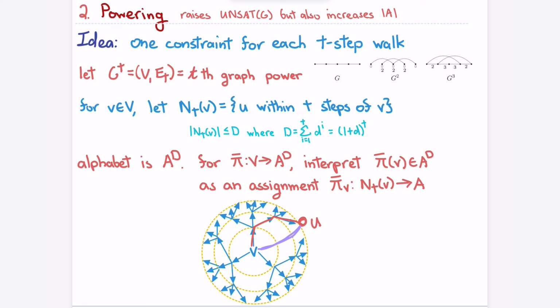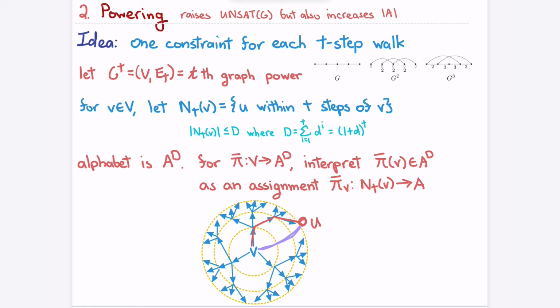So to deal with this, and this is where the alphabet blows up, instead of just originally assigning 1 letter to each vertex, now what we're going to do is take V, and let's say that T is 3 or something. I'm looking at 3 hop walks.